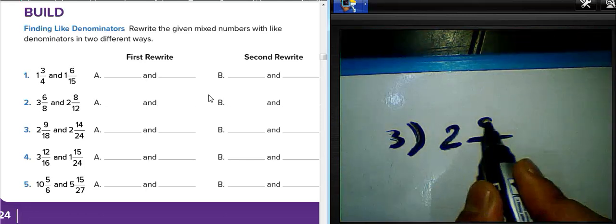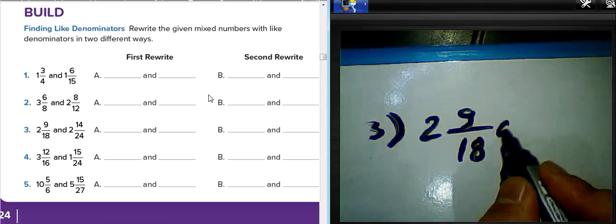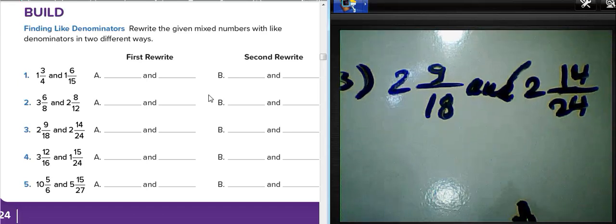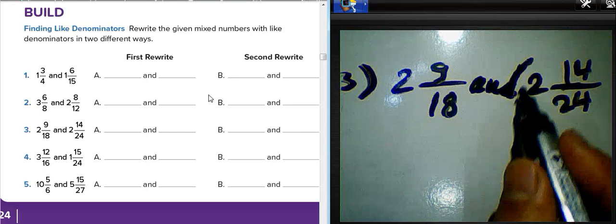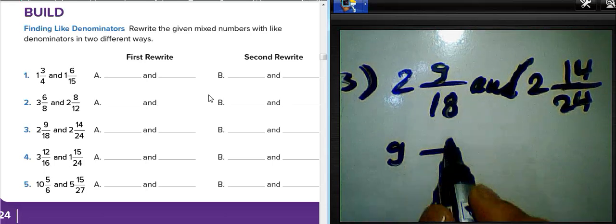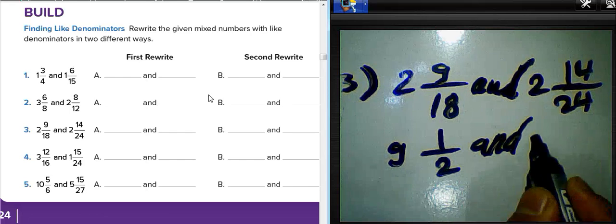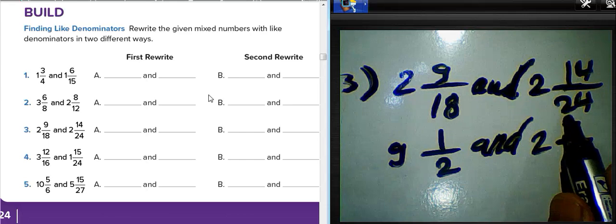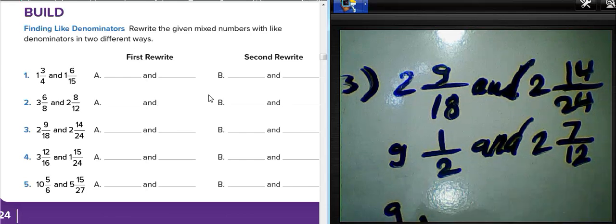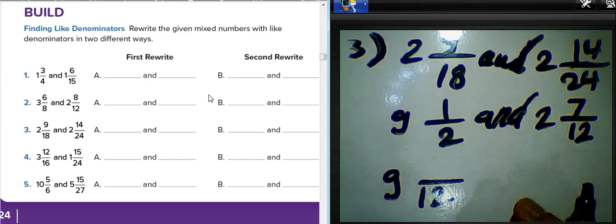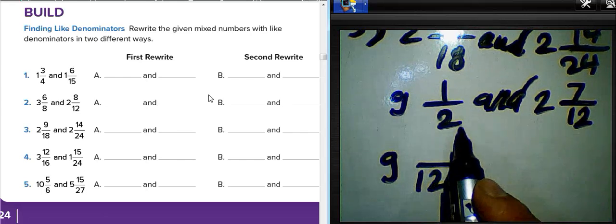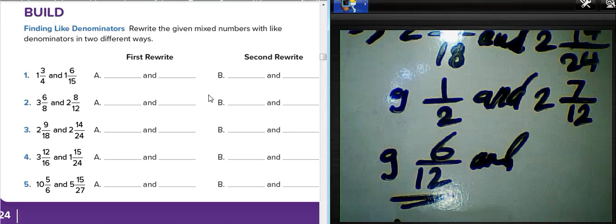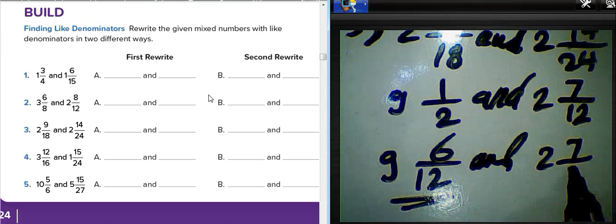We have here 2 and 9 over 18 and 2 and 14 over 24. We can solve this example by simplest form. 9 over 18 will be 1 over 2, and 14 over 24 can be divided by 2. 14 divided by 2 equals 7. 24 divided by 2 equals 12. So we can write the least common multiplication between 12 and 2. 12 can be divided by 2, right? 12 in the denominator. 2 times 6 equals 12 and 1 times 6 equals 6. It's the first result here and the second result here. About this number we can't change it.